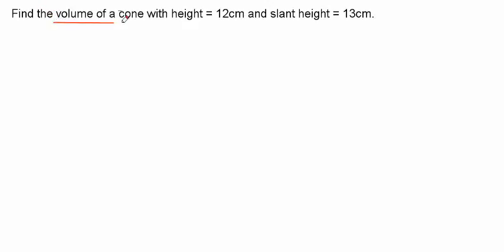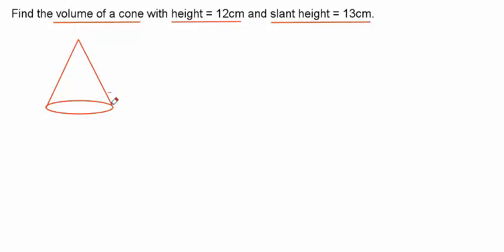Find the volume of a cone with height equal to 12 centimeters and slant height equal to 13 centimeters. So we have a cone, and it's given that the height of the cone is 12 centimeters and the slant height, which is this one, is equal to 13 centimeters.